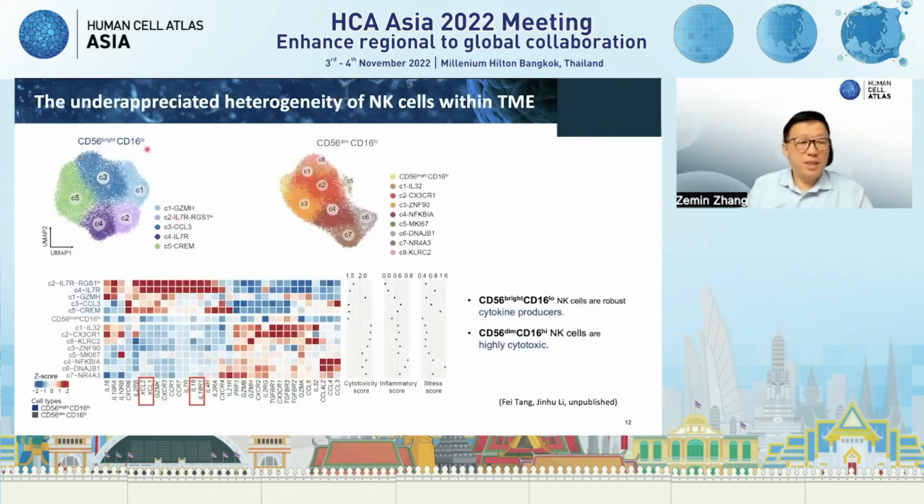NK cells are typically classified by two conventional markers, CD56 and CD16. There are two major groups of NK cells: the CD56 high, CD16 low cells, which are abundant cytokine producers, and those CD56 low, CD16 high, which they call dim and bright. These cells are highly cytotoxic.